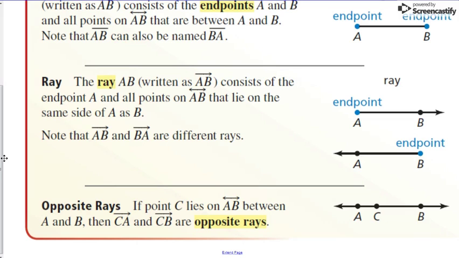And then lastly, opposite rays. So point C lies on AB between A and B. Then CA, so ray CA, and ray CB are opposite rays. Thinking about going in the opposite direction. So CA and CB are going in the opposite direction, and they have a common point, which is C.